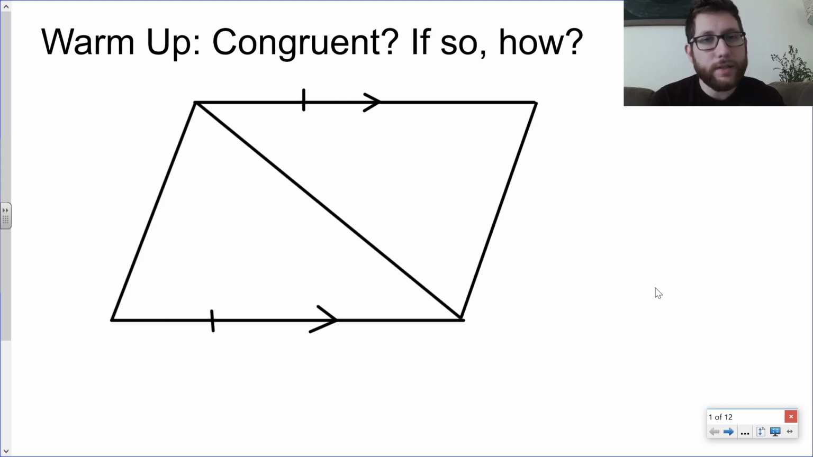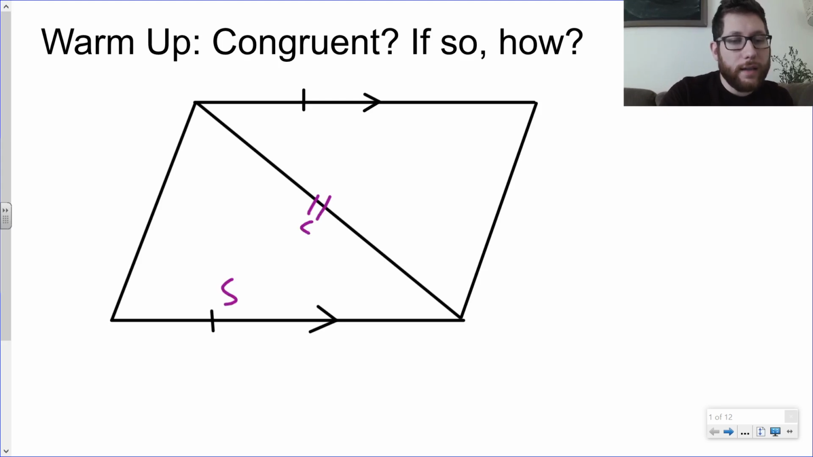So take a minute, pause the video, and see if you can figure out, and if so, how you think these triangles are congruent. So, as usual, we want to make sure we check for vertical angles and reflexive sides. I don't have vertical angles, but I do have reflexive sides. So I notice I've got a side and a side here, right? Now, please do not do side, side, side. That is incorrect. We've got to keep it to one triangle, right?